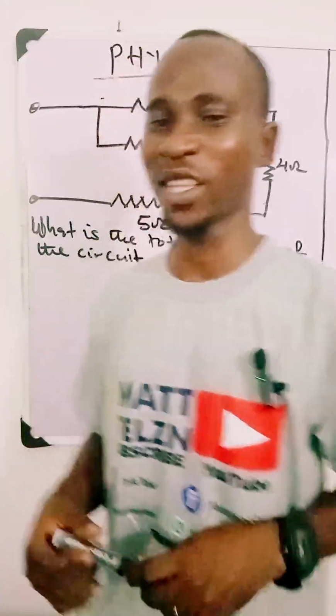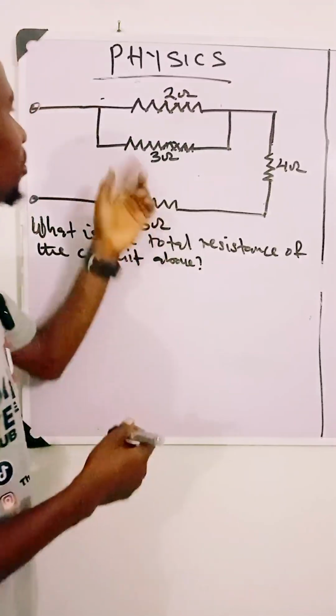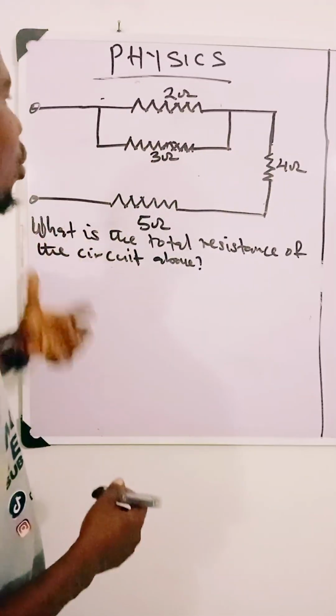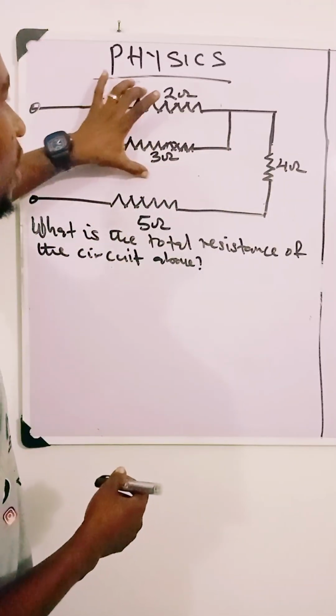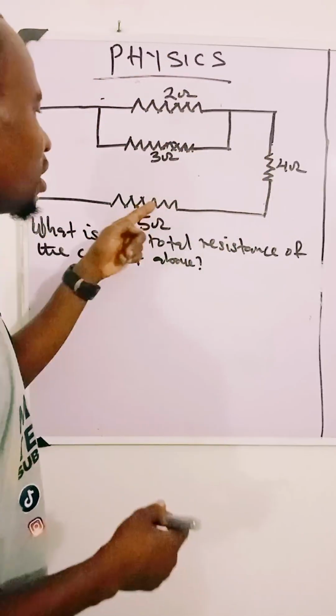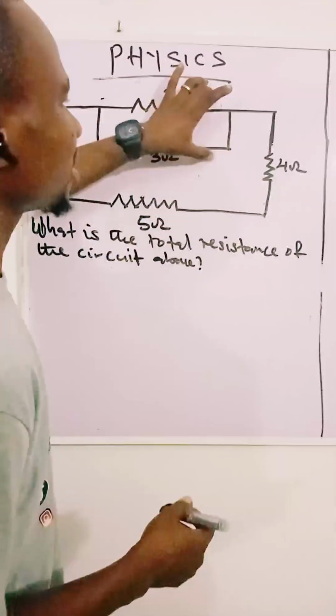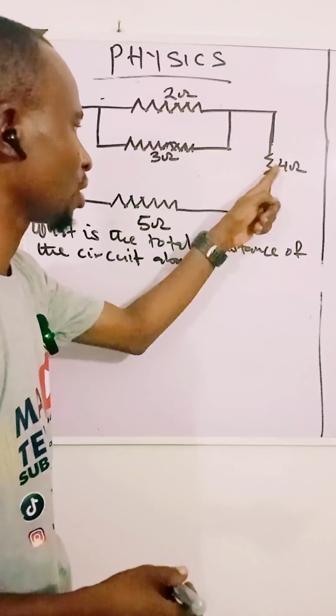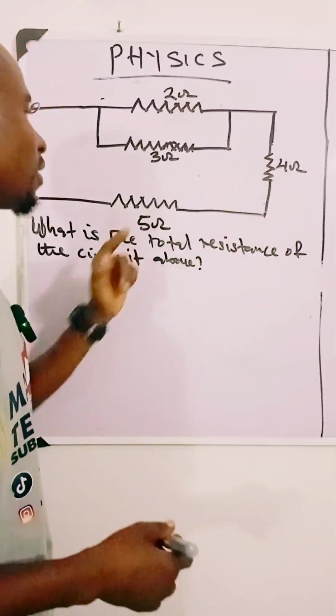Let's go there, alright? In this circuit, you notice that this aspect of the circuit is parallel, okay? Then from here is series. So the parallel circuit here is in series with 4 ohms and 5 ohms.